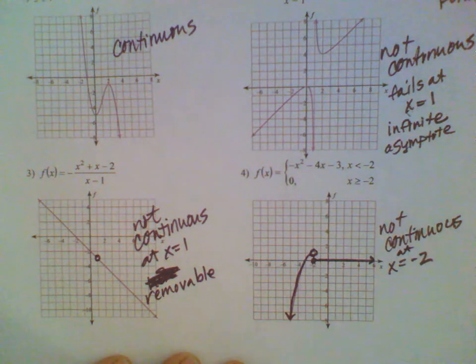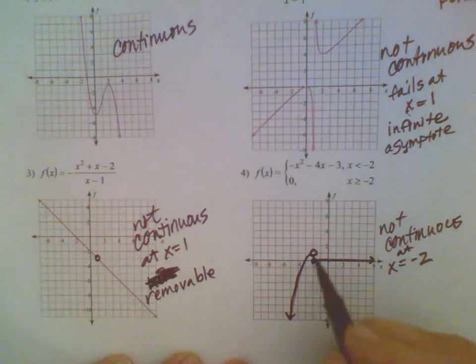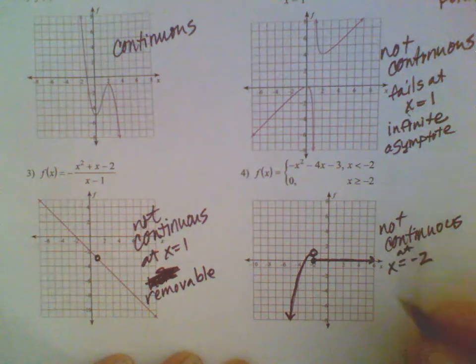That's where it fails. Everything else looks good. It's not continuous at x equals -2 because that's the spot where the break is. And what kind of discontinuity do we have? We have a jump discontinuity.